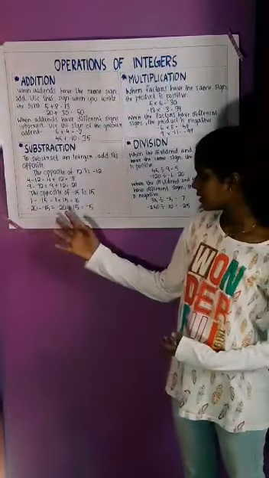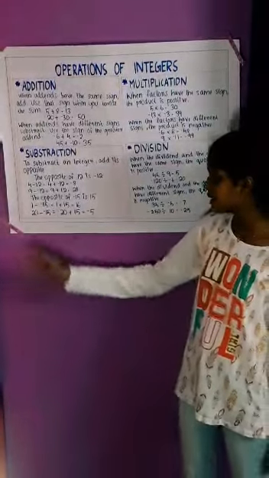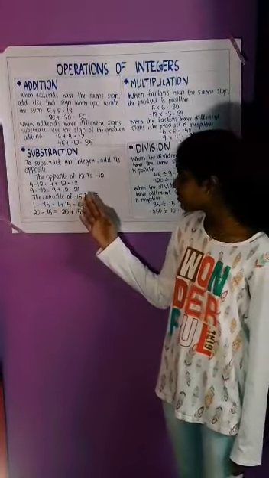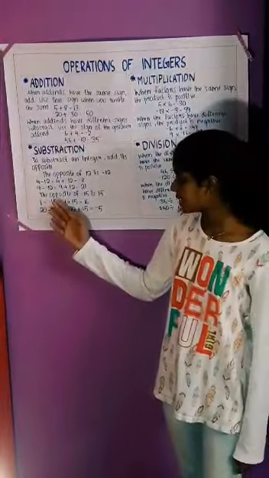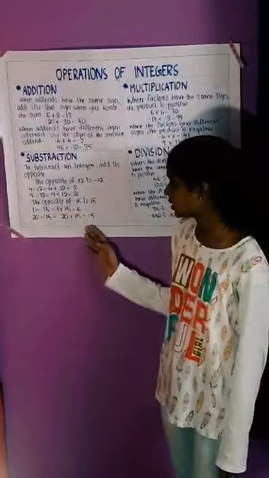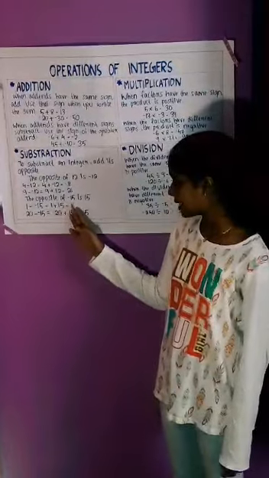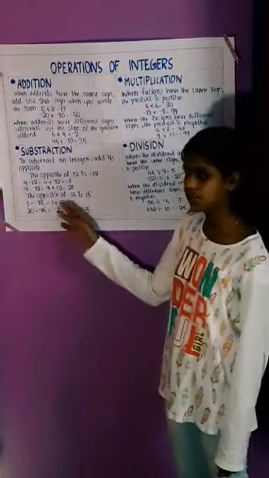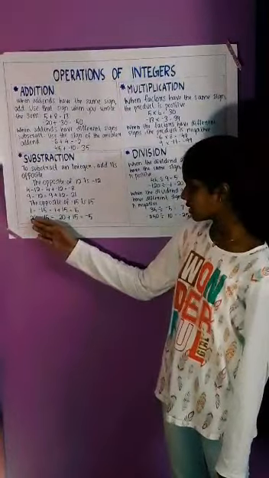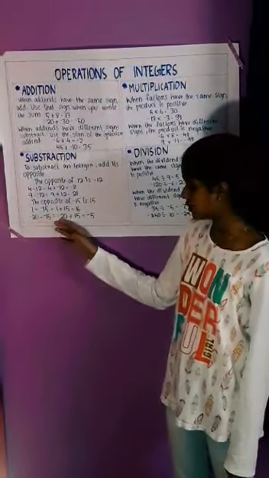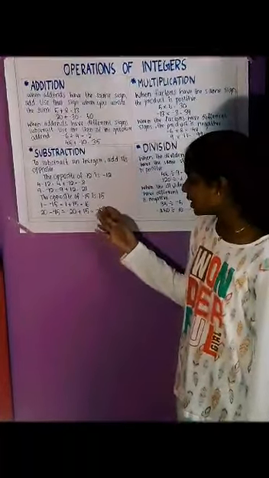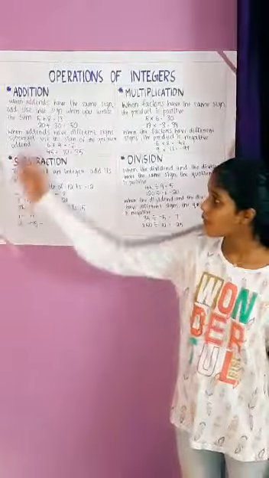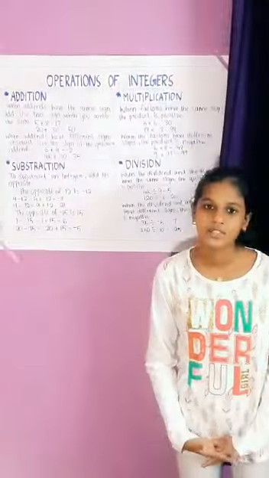So, let's look at another example. The opposite of -15 is 15. So 1 minus -15 is equal to 1 plus 15. The sign has changed and the answer will be 16. And next, -20 minus -15 is equal to -20 plus 15 is equal to -5. Here also the negative symbol has changed to positive. So I hope both addition and subtraction are clear to you.